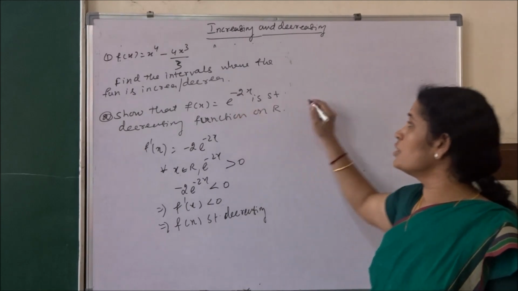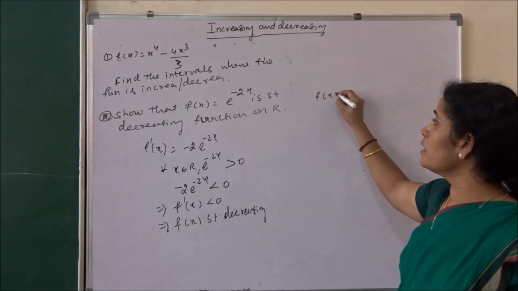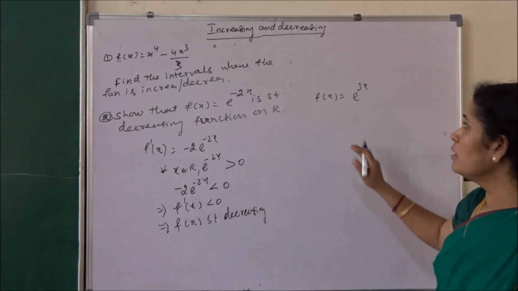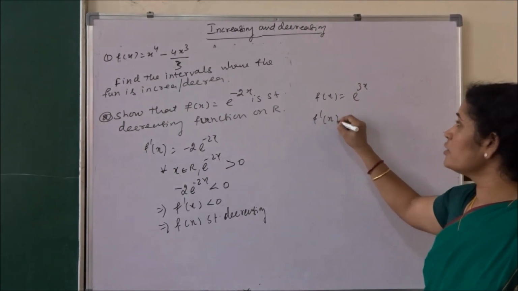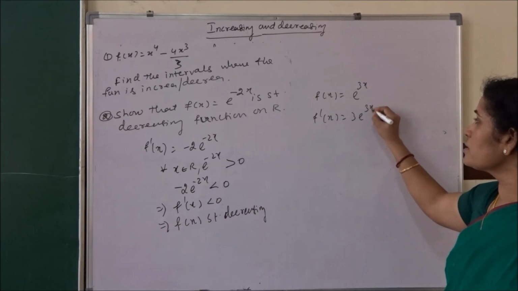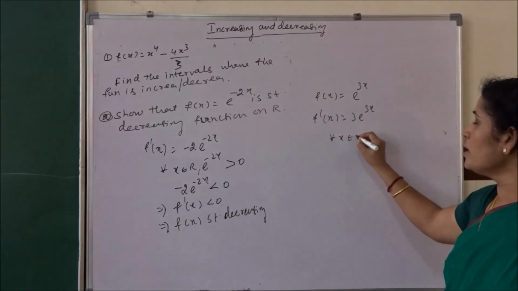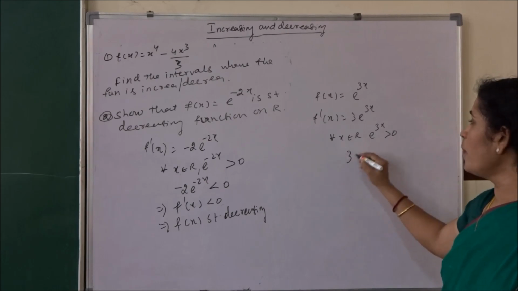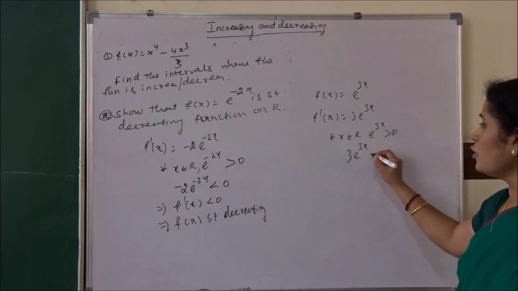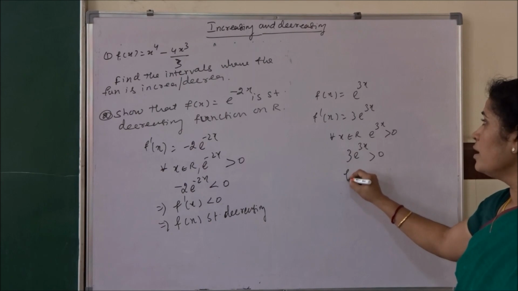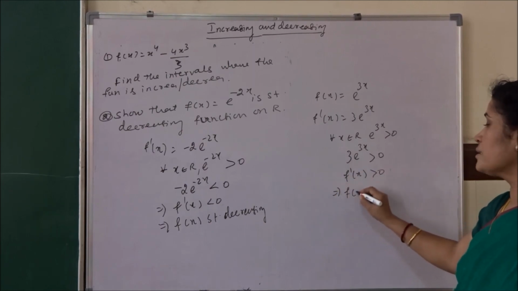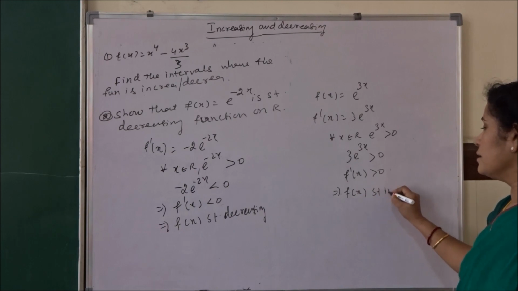Suppose for the same question they have given f of x equal to e power 3x. So what would be f dash of x? f dash of x equal to 3 into e power 3x. You know for every x belongs to real numbers, e power 3x is always strictly greater than 0. Now if you multiply both sides by a positive number, the inequality remains the same. So we are getting f dash of x is strictly greater than 0, which implies f of x is strictly increasing.